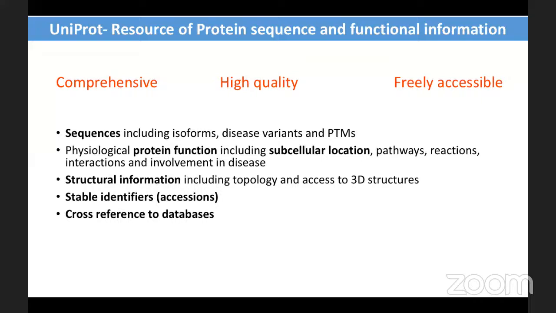UniProt primarily is a resource for protein sequences and their function information. We provide comprehensive, high quality and freely accessible data. We have protein sequences, including their isoforms, disease variants, and post-translational modifications. Every cross-reference available for a protein sequence is also provided. So a user can come to UniProt and navigate all the information available for that protein in other databases.